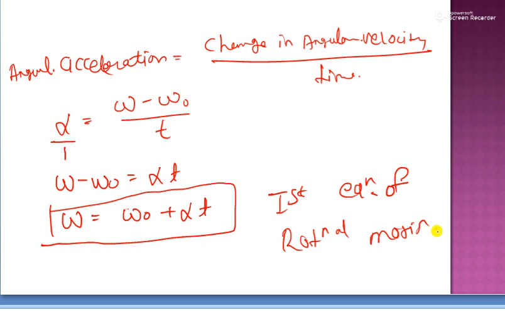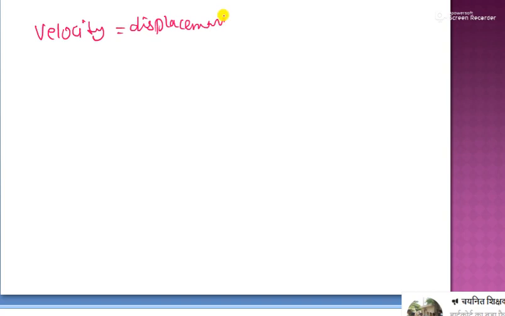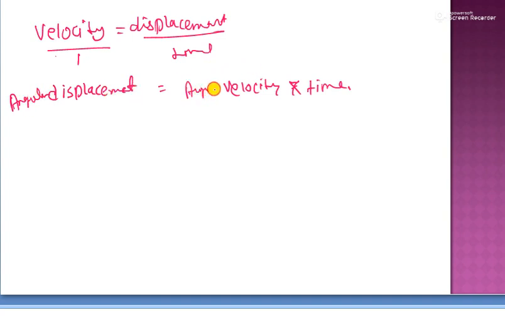Okay, now we are solving the second equation of rotational motion. Now students, we can give the same description. In the second equation of rotational motion, we take the formula of velocity equals displacement upon time. Now we take 1 in the denominator, displacement times 1 is displacement, and velocity into time equals displacement. So students, here we are using angular displacement, not displacement, and angular velocity, not normal velocity.